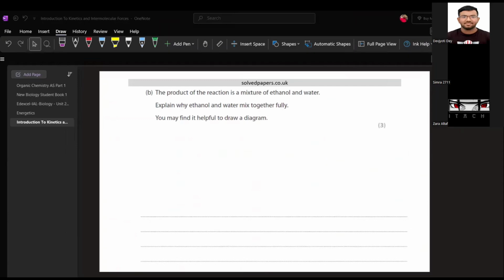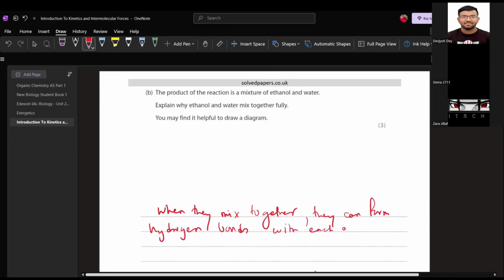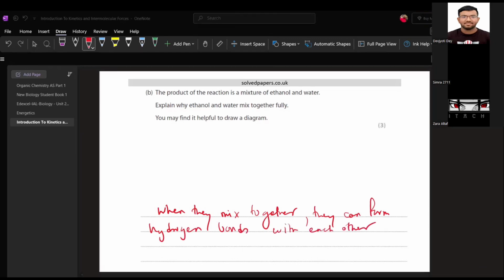First of all, whenever we want something to mix with water, we require a bond to be produced. What is that specific bond? Can you please tell me? Anyone? Hydrogen bond. Exactly, hydrogen bond. So we can write: when they mix together, they can form hydrogen bonds with each other.